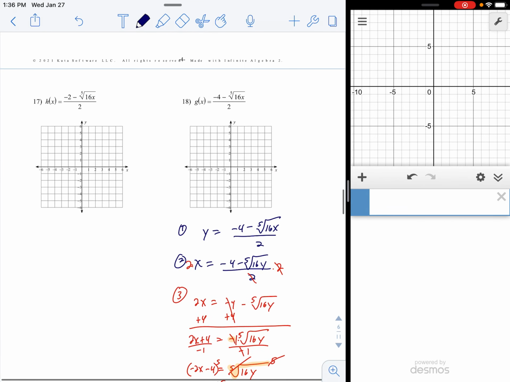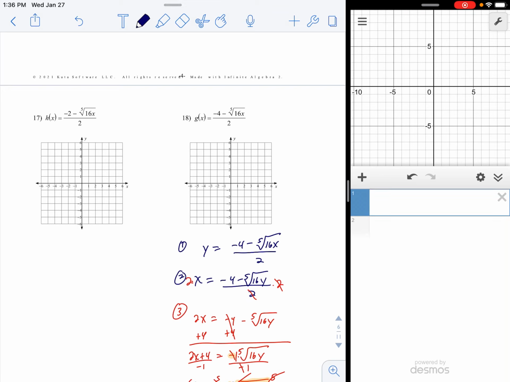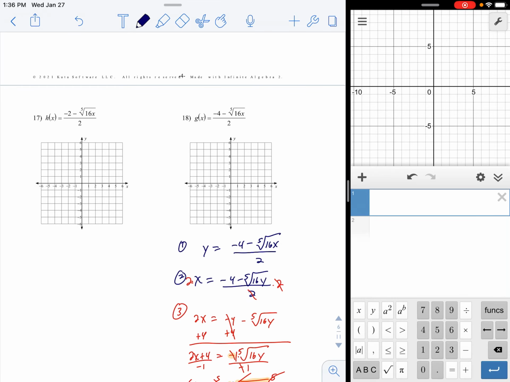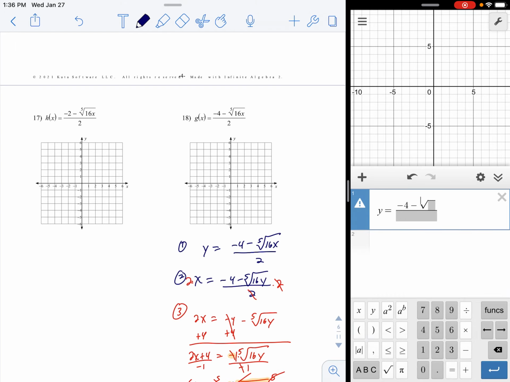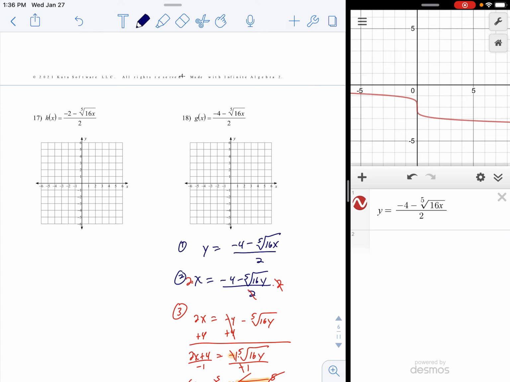Anyway, how do we know it's correct? Well, let's graph this. So y equals fraction bar -4 minus the 5th root. For the 5th root, you go functions, miscellaneous, and in the middle column, there's something that looks like n root. You put a 5 here for the index, and then under the radical, I can put 16x. You put a 5. And then down there, I can put my 2. And that's what that graph looks like.